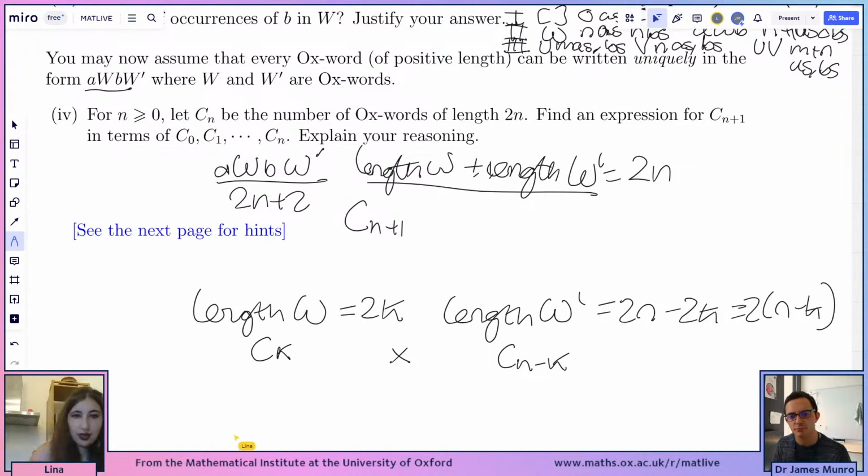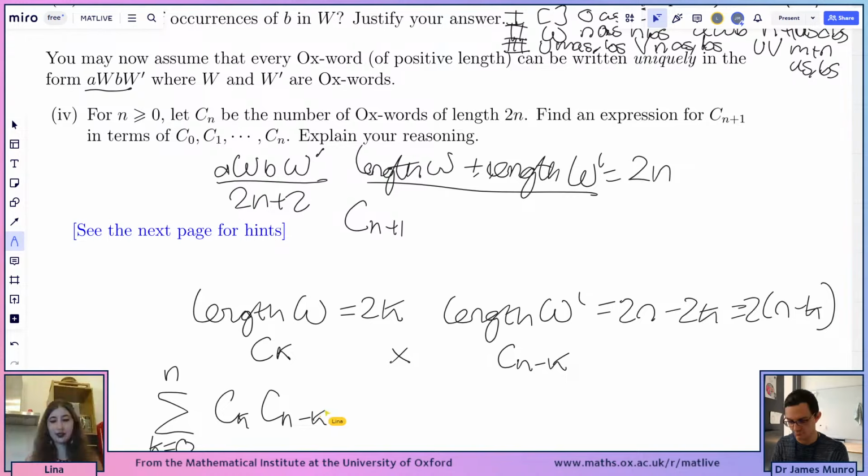So we've looked at some notation, if I'm correct already. Then we can write this as the sum from k is 0 to n of Ck times Cn minus k. And this gives all the unique forms to write a word of length 2n plus 2, sorry.